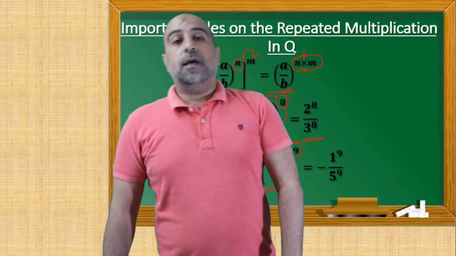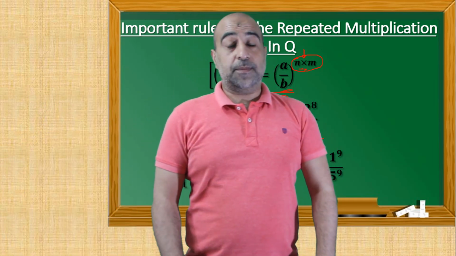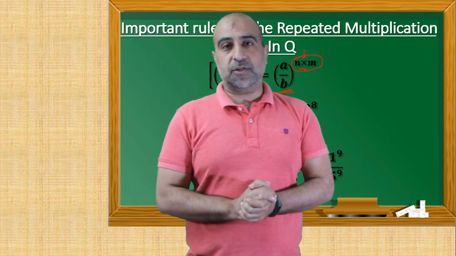And so we have finished the lesson, the repeated multiplication in Q. Q refers to the set of rational numbers.